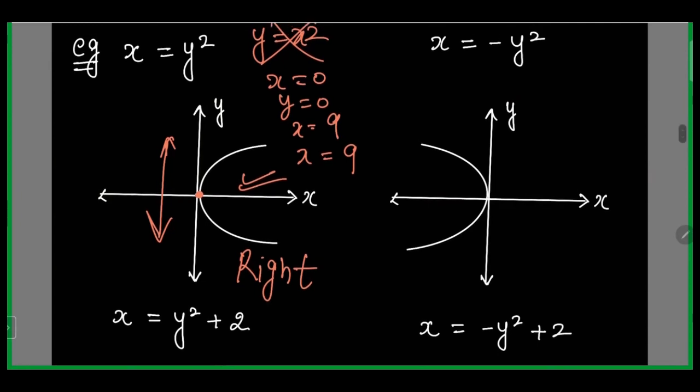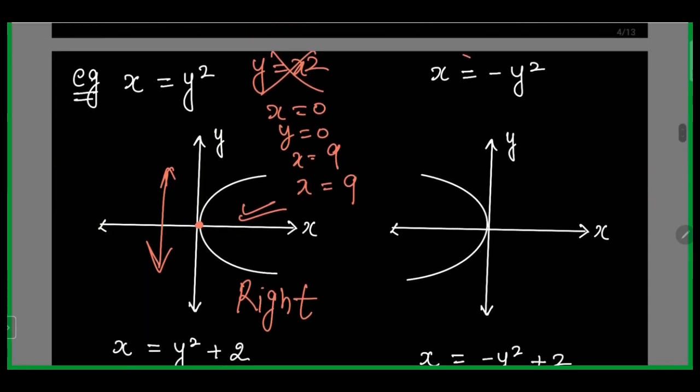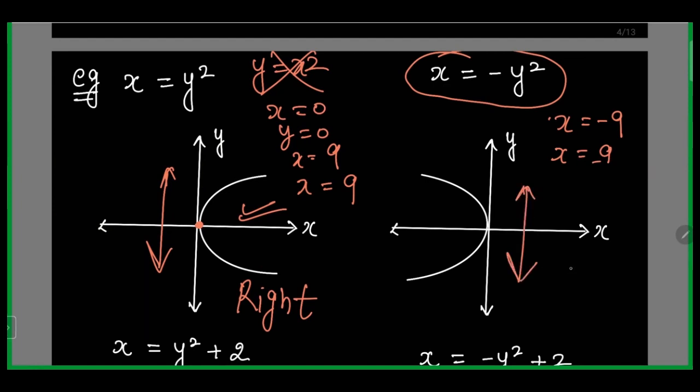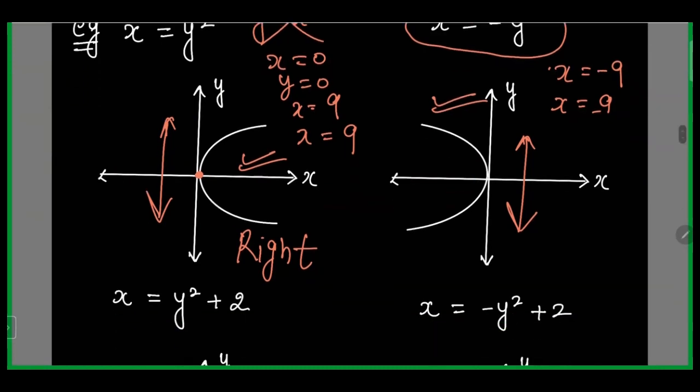Now let's make a left parabola. So the left parabola is x equals to minus y square. So if you put y as 3, your x is minus 9. Or if you put y as minus 3, your x is still minus 9. So you can put your y as positive or negative, your x will always remain negative. So that is how you get a left parabola. So you got a right parabola, you got the left parabola.